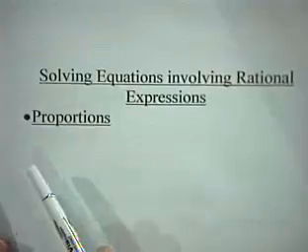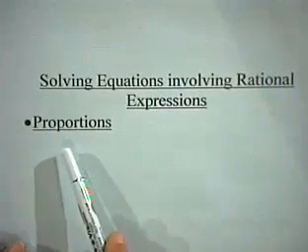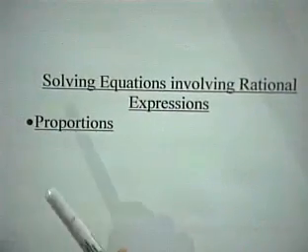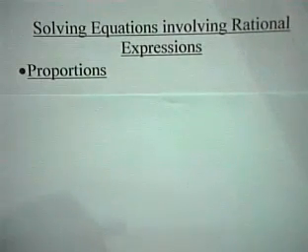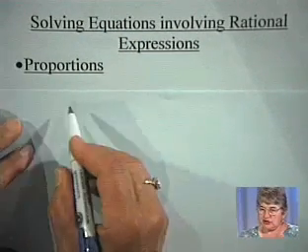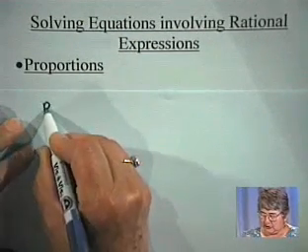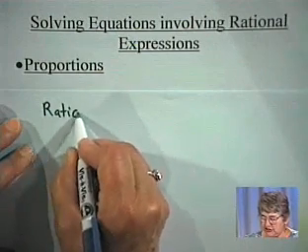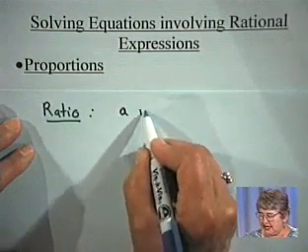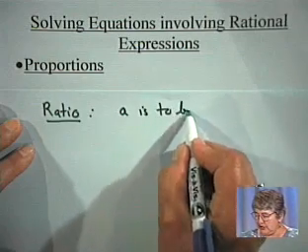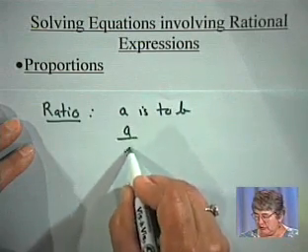We're going to be continuing to work with equations involving rational expressions, but this is going to be a special case of that kind of equation, and it's going to be one that we call a proportion. Let me remind you what a proportion is. First of all, a ratio is a comparison of two numbers. So for example, if we say A is to B, we can write that as A over B.